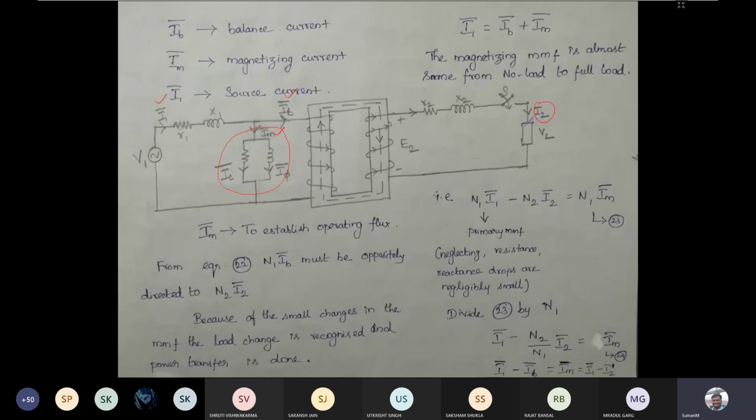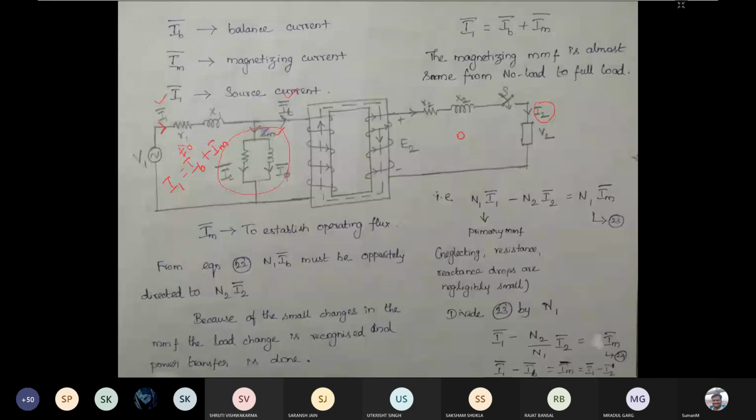Now we will be talking in terms of equations. This I1, that is the current which is flowing through this path. I1 is equal to IB plus IM. So when the secondary current is zero, then this balancing current will also be equal to zero. So at that time I1 will be equal to IM. That's why I told you I1 is equal to IM during the no load condition.